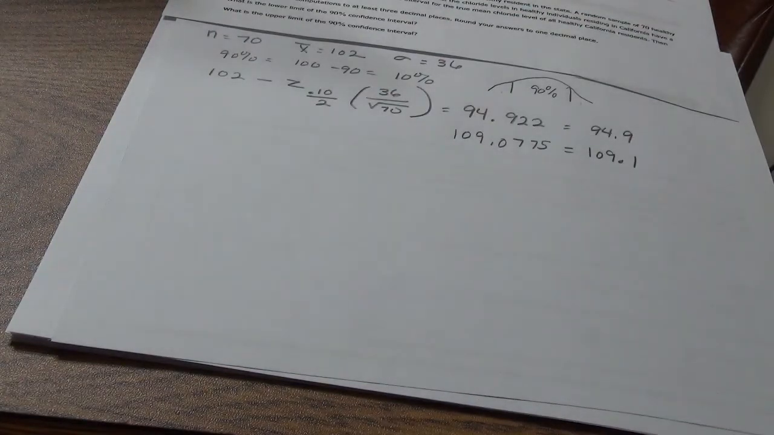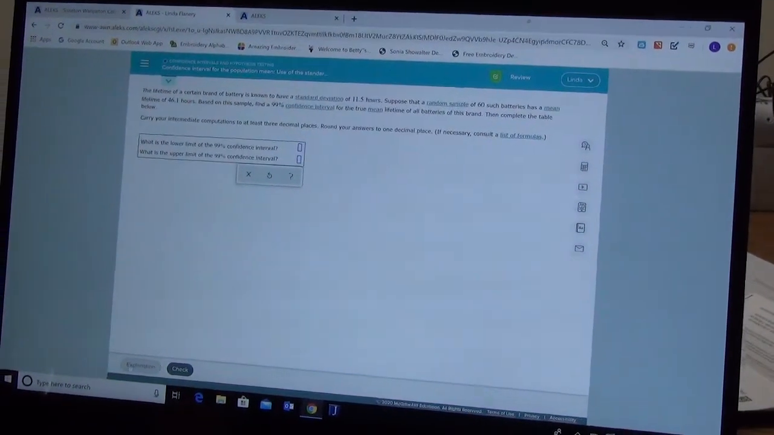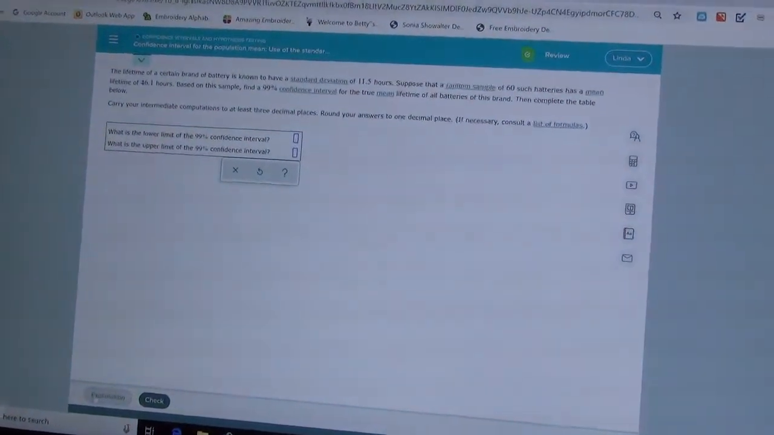So I'm going to go ahead and pull one up here on Alex. Slide this over so you can see the problem. Hopefully you can read that. We'll zoom in a bit.